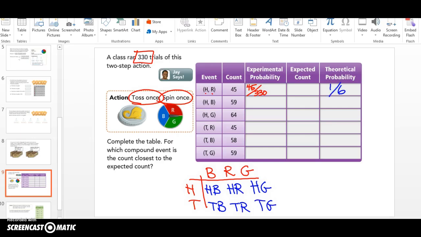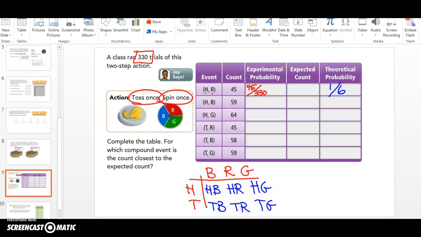All right, so the next part after figuring out the probability is to figure out what the expected count is going to be. So let's say that I did the trial 330 times. I want to know how many times I should have really gotten a head and then a red. There's two ways to do this. I'm going to teach you the way to do it with percent. How do I change 1/6 into a decimal?